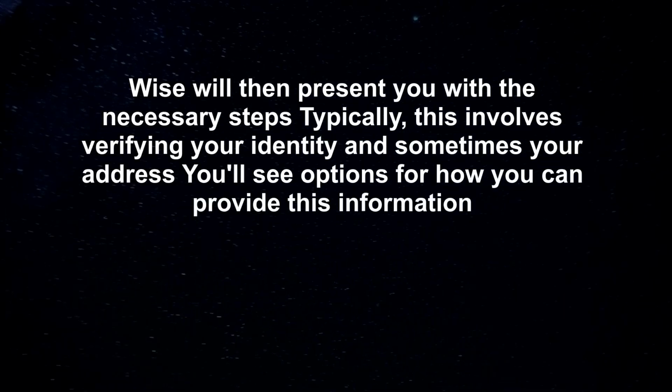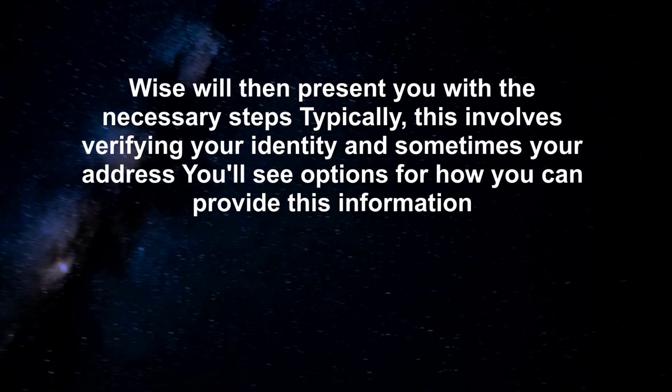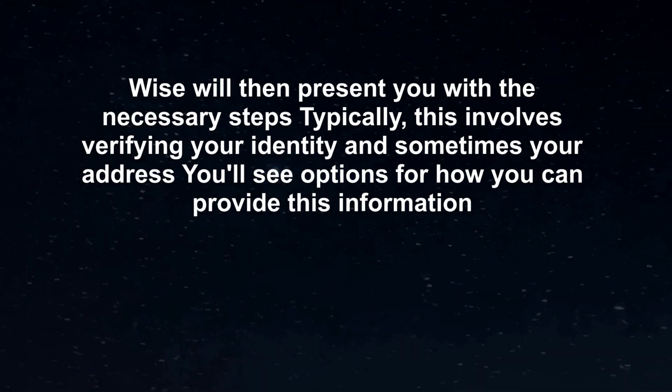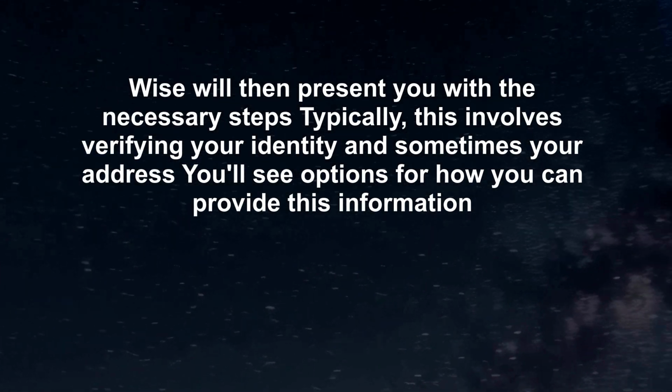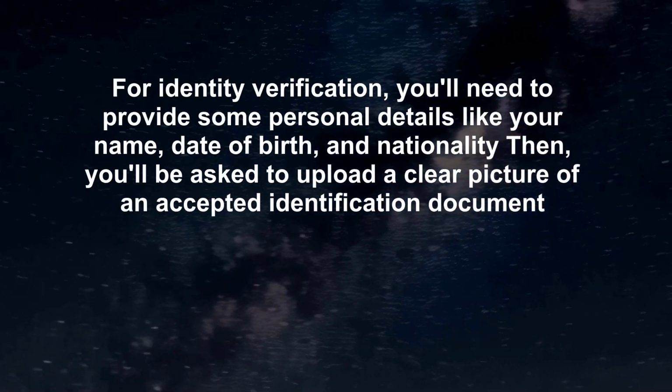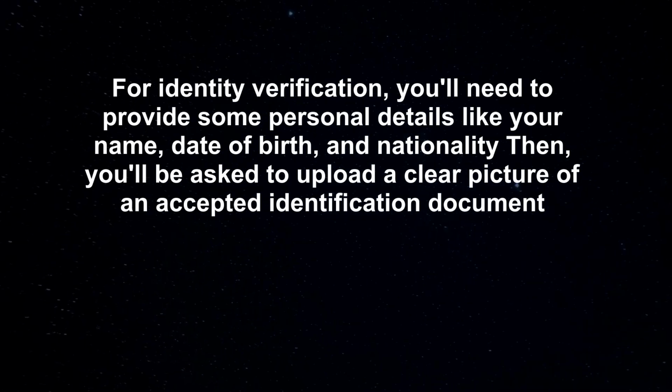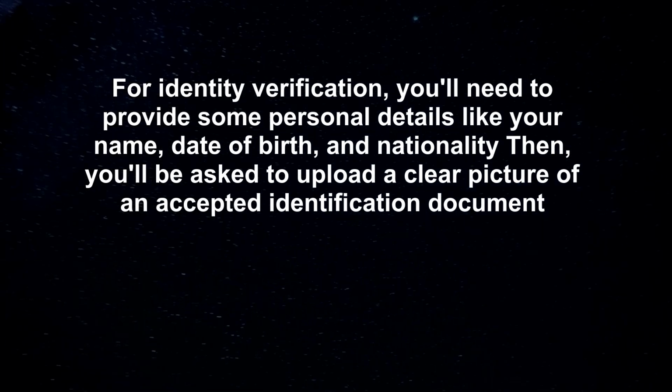Wise will then present you with the necessary steps. Typically, this involves verifying your identity and sometimes your address. You'll see options for how you can provide this information. For identity verification, you'll need to provide some personal details like your name, date of birth, and nationality.